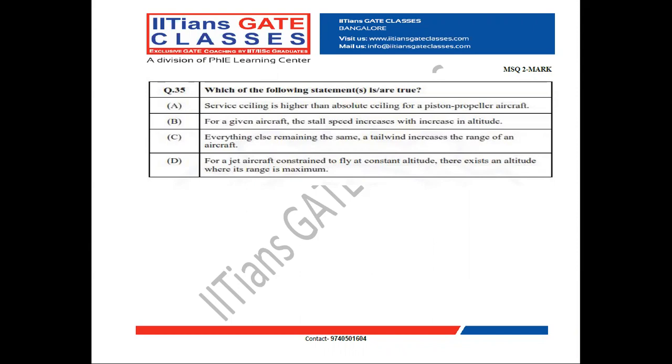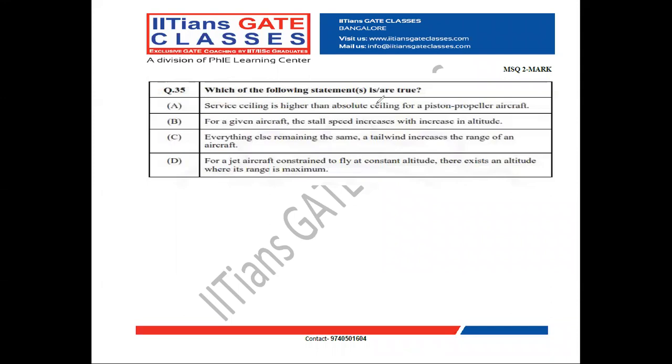Option C, everything else remaining the same, tailwind increases the range of an aircraft. Option D, for a jet aircraft constrained to fly at constant altitude, there exists an altitude where range is maximum. Okay. First, we'll see what the first point is.